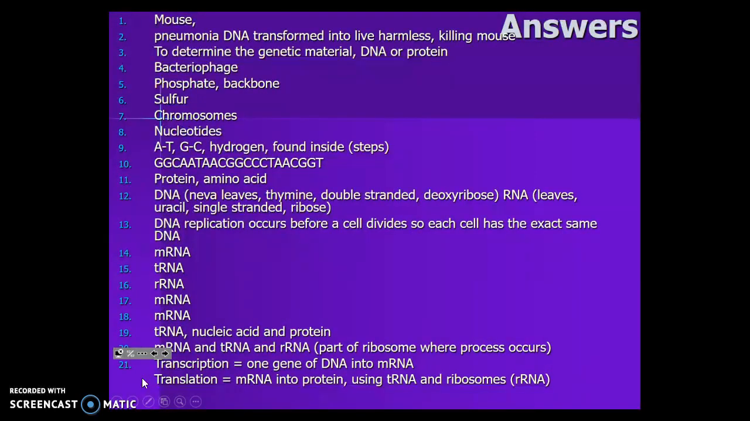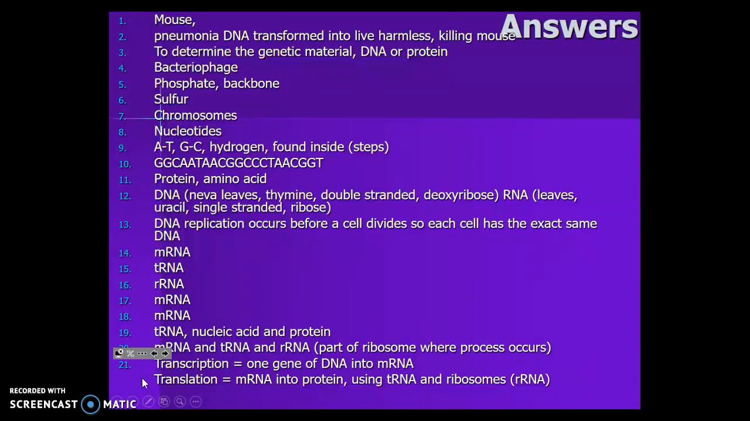Welcome back, checking our answers. The animal that Griffith worked with were mice. What happened when he injected the heat-killed pneumonia and live harmless together was that the pneumonia DNA transformed, essentially meaning that the harmless bacteria transformed to become harmful. And they knew this because the mice died and we were able to extract harmful bacteria from the mice's blood.